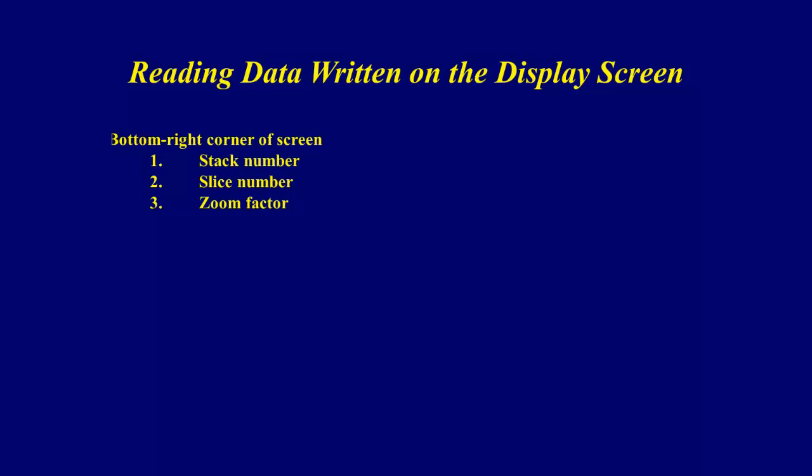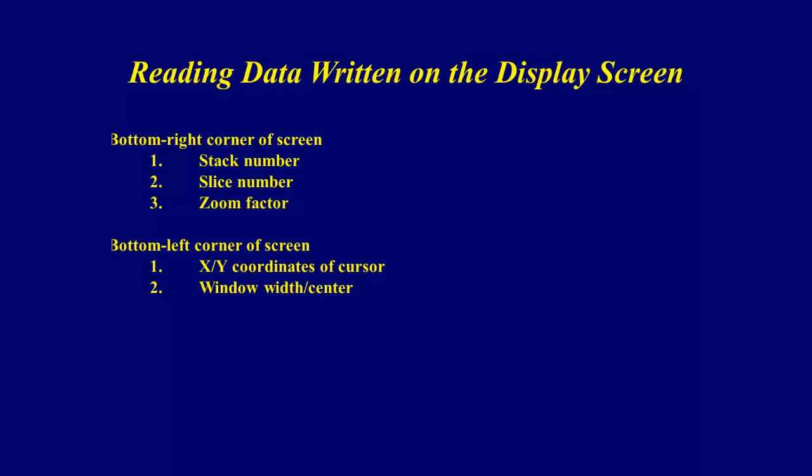In this tutorial, we'll learn how to read data that's displayed on the screen. In the bottom right-hand corner is data concerning the stack number, the slice number, and the zoom factor. In the bottom left-hand corner is data concerning the XY coordinates of the cursor tip, the window center and width, and the absolute slice position and thickness.